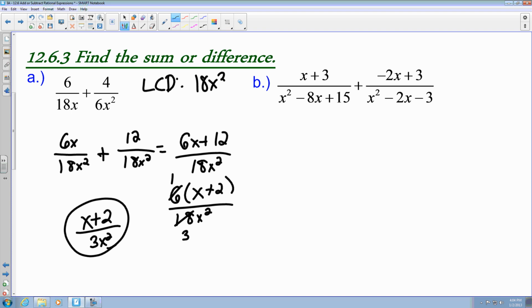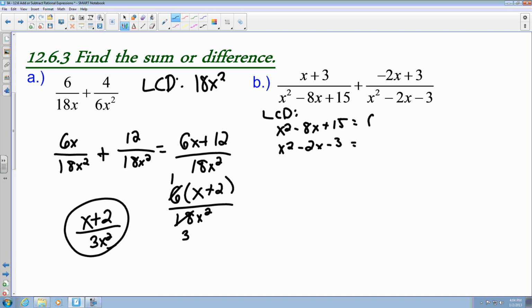Let's look at B. So B, first off, I'm going to try to find the least common denominator. And so all I'm going to pay attention to now is the denominator. So I have x squared minus 8x plus 15, and then I got x squared minus 2x minus 3. And those things can be reverse FOILed.